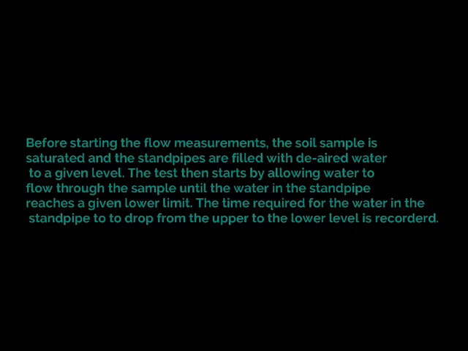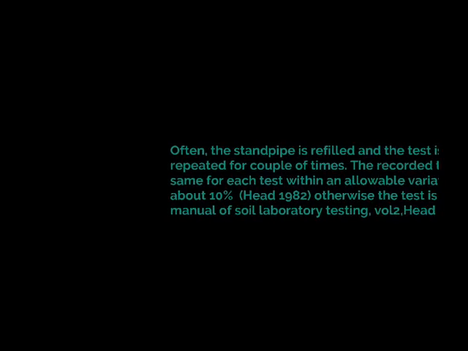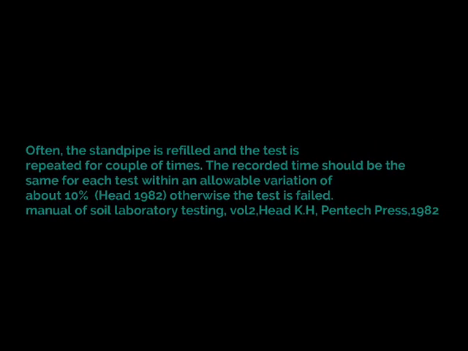Before starting the flow measurement, the soil sample is saturated and the standpipe is filled with de-aired water to a given level. The test is started by allowing the water to flow through the sample until the water in the standpipe reaches a given lower limit. The time required for the water in the standpipe to drop from the upper to the lower level is recorded. Often the standpipe is refilled and the test is repeated a couple of times. The recorded time should be the same for each test within an allowed variation of 10%, otherwise the test is failed.